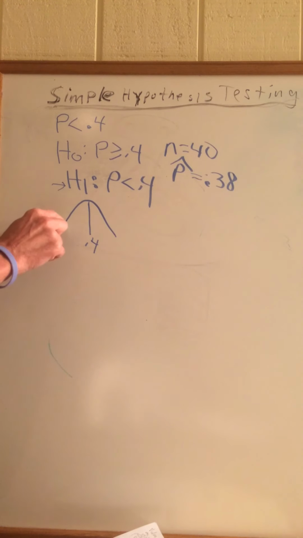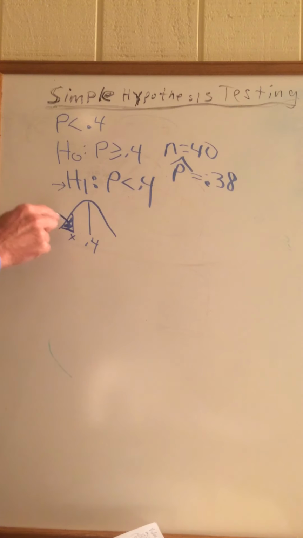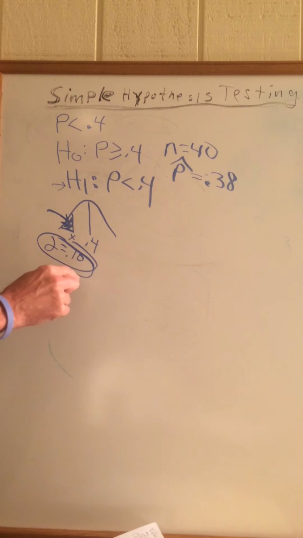And we'd like to set up a critical region, whatever that number is, x. Well, we know if we want a type 1 error of 0.1, we can find x is 0.3. Again, I won't review that. You can do that on your own.